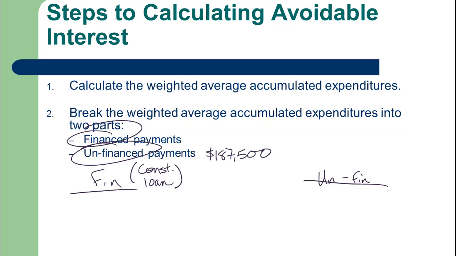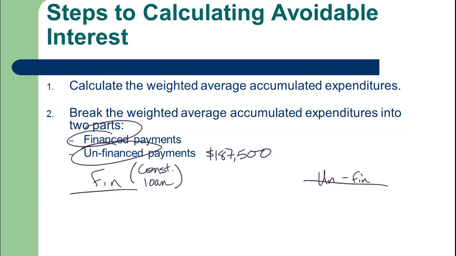Under avoidable interest, we're going to pretend you pay back the bank. You would have to pay back the construction loan first. Otherwise, you'd have all these legal and fees and all this other stuff going on. So FASB is basically saying here, you would pay off the finance portion, the construction loan first, and then if you had anything left over, you'd pay towards general debt. And that's what unfinanced means in this case. It's our general non-construction loan debt.